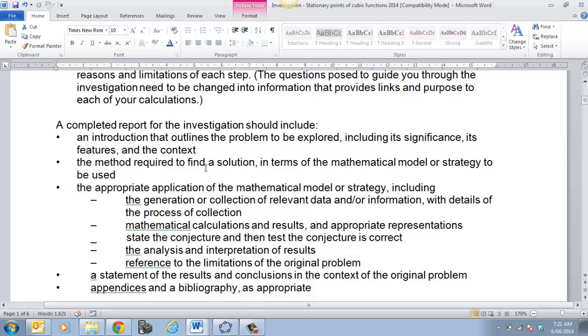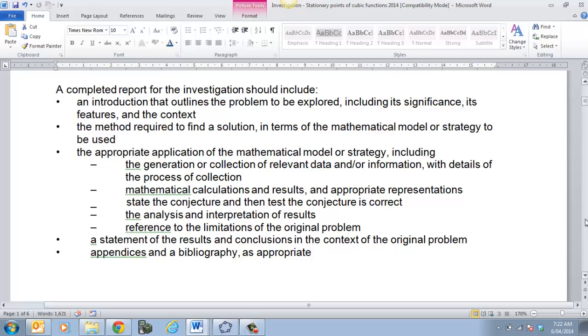The method required to find the solution in terms of mathematical modelling. Alright, so an appropriate mathematical model strategy would be including the generation and collection of relevant data. Okay, in this case you'll be doing that probably using GeoGebra, I think would be the best function to use. Show your mathematical calculations and results in an appropriate way of doing that. So that would possibly mean putting things into a table to summarise them, but show the key mathematics as you're doing that. You do need to state conjectures, and you do need to test them. So it's that language that you need to be using.